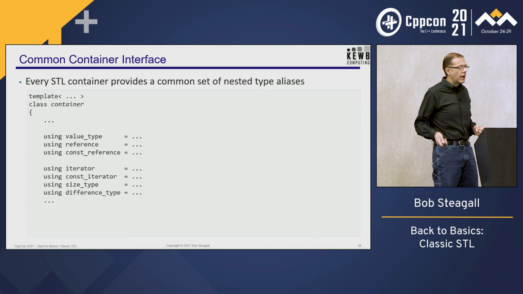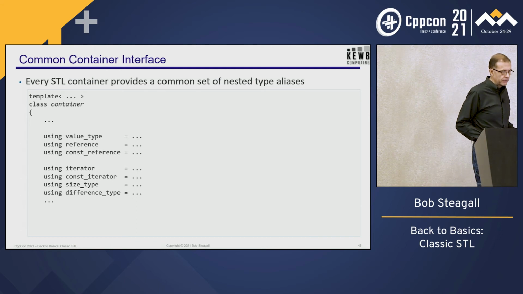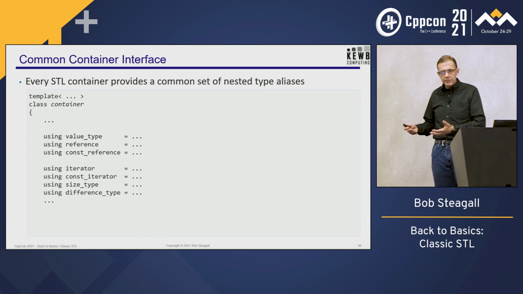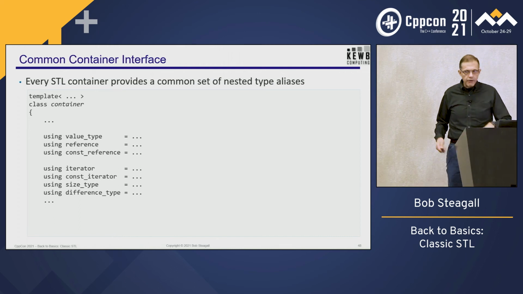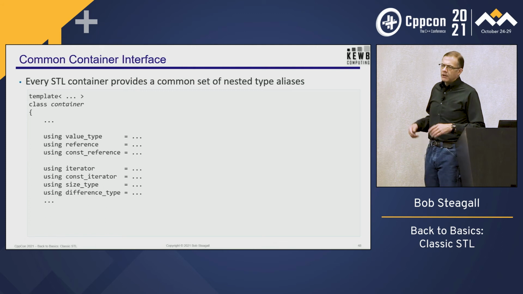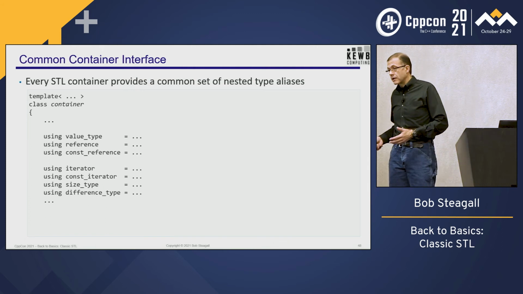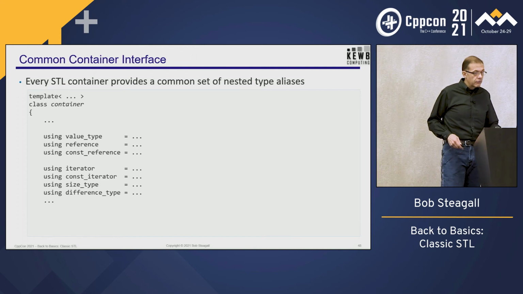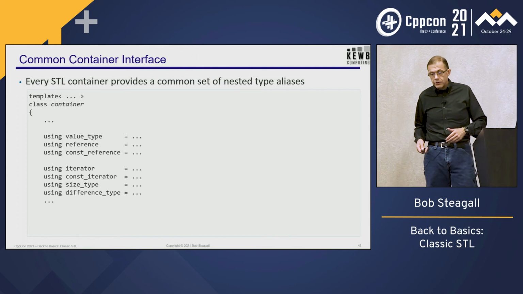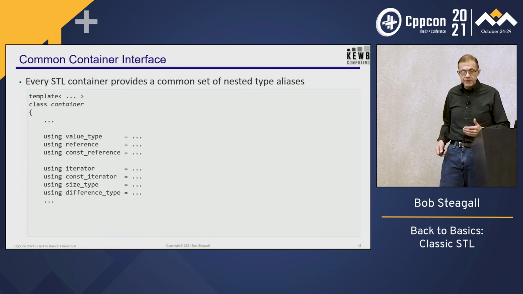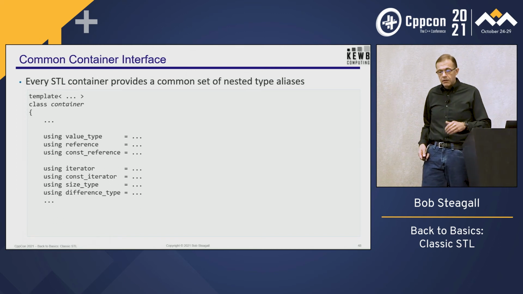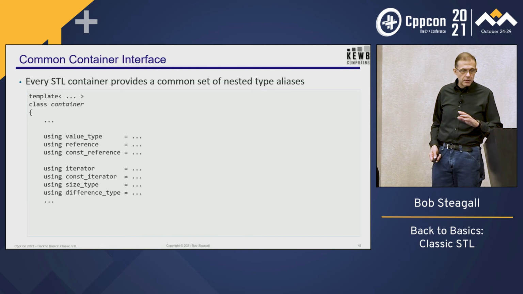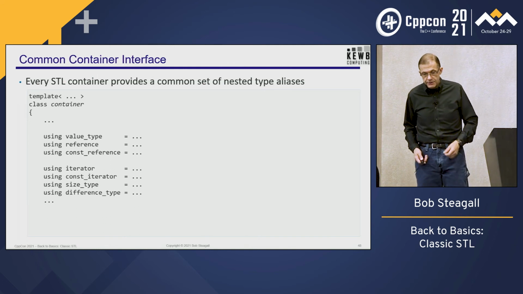So this is not the entire collection of nested typedefs, but you have value_type, which represents the kind of element that the container is storing. You have reference and const_reference, which, if the container is storing type T, are T& and const T&. Then, for our purposes, you have iterator and const_iterator. Iterator provides read and possibly write access. Const_iterator provides read access.